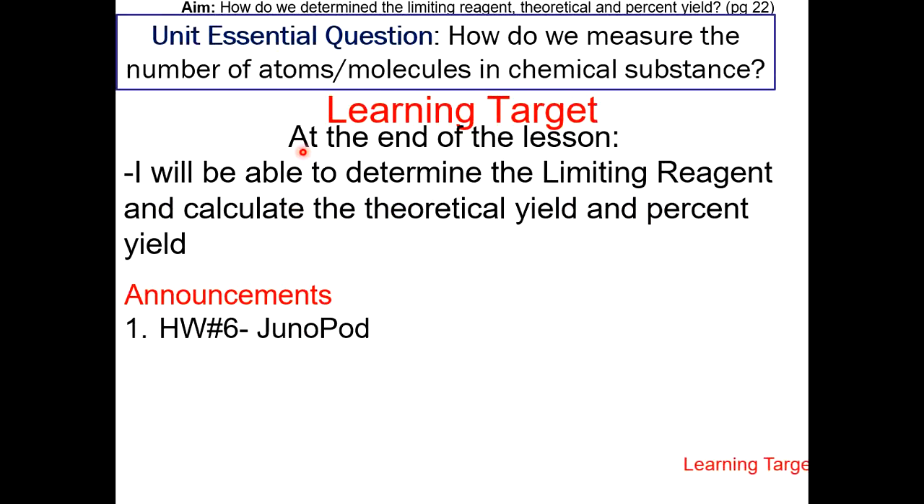Learning target. At the end of the lesson, I will be able to determine the limiting reagent and calculate the theoretical yield and percent yield. Homework B number 6, which will be a junior part based off this lesson.